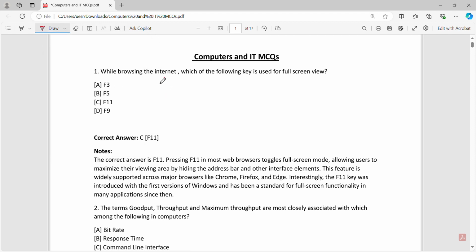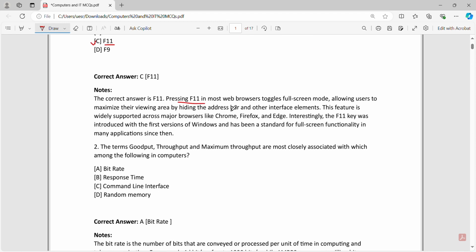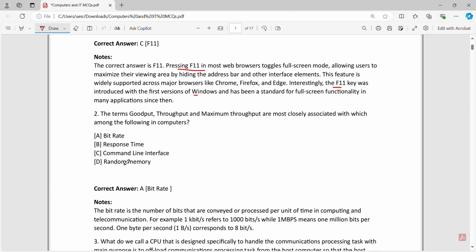So first, while browsing the internet, which of the following keys is used for full screen view? So the answer is F11. Pressing F11 in most web browsers toggles full screen mode, allowing users to maximize their viewing area by hiding the address bar and other interface elements. This feature is widely supported across all major browsers like Chrome, Firefox, and Edge. Interestingly, the F11 key was introduced with the first version of Windows and has been standard for full screen functionality in many applications since then.